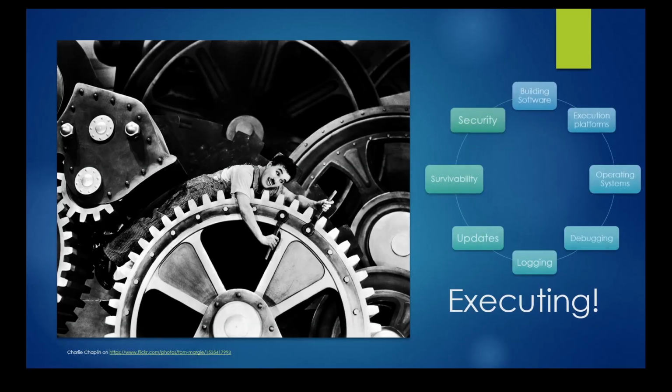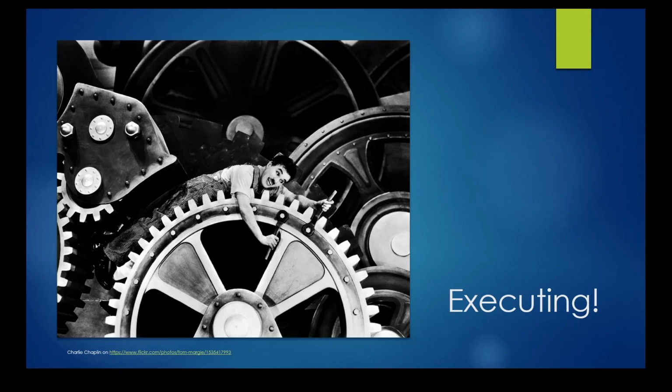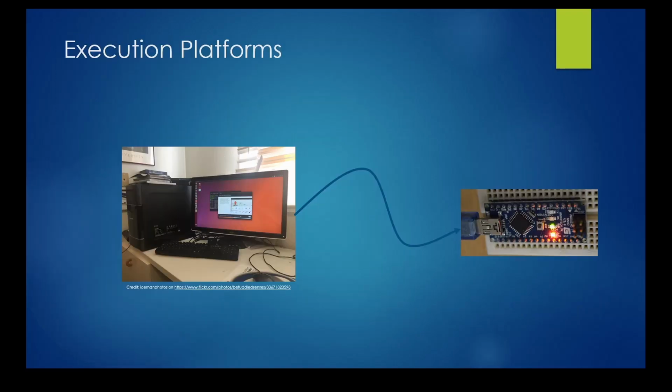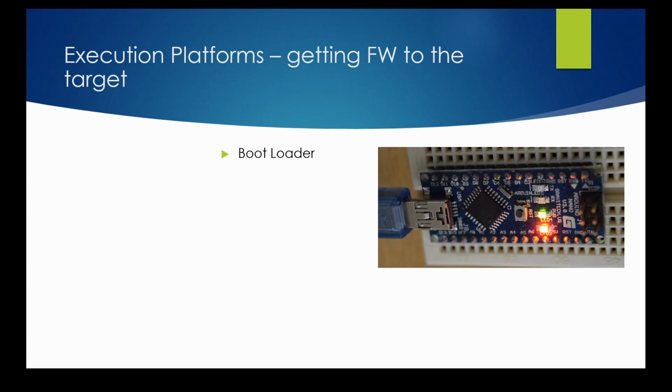Okay, so we have successfully created an image. Now we want to run it. Again, it cannot run directly on our work machine. We need to get it into the target platform and run it there. But how? Obviously, we need the image to somehow get from the work machine to the target, right? One way is to use a bootloader, like what Arduino has.